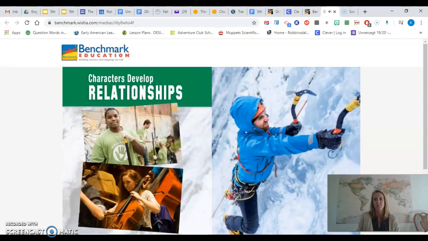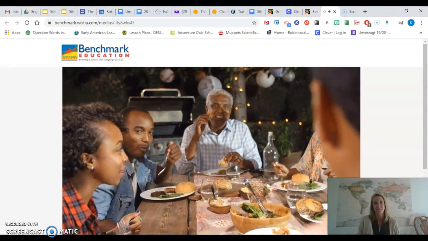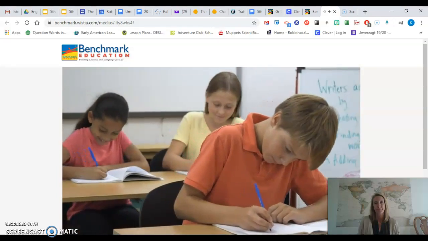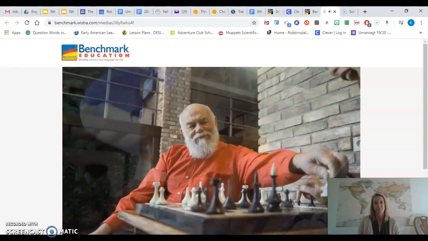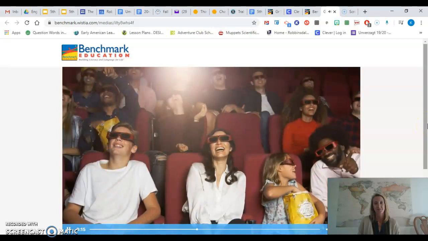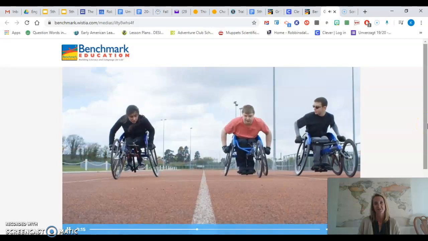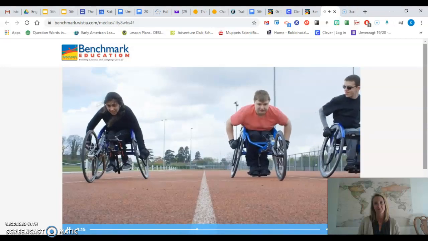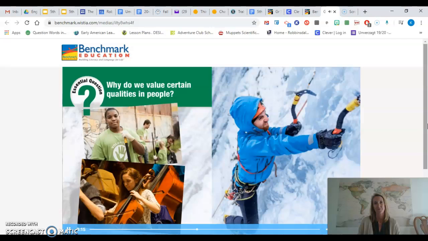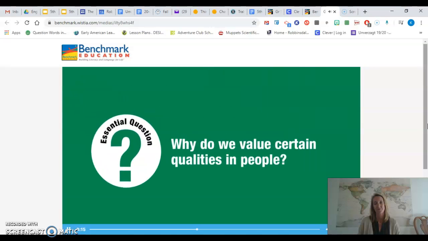Developing characters' relationships. The people we admire and like to be around may be intelligent, wise, compassionate, joyful, humorous, determined, or they may possess other positive characteristics. Why do we value certain qualities in people?